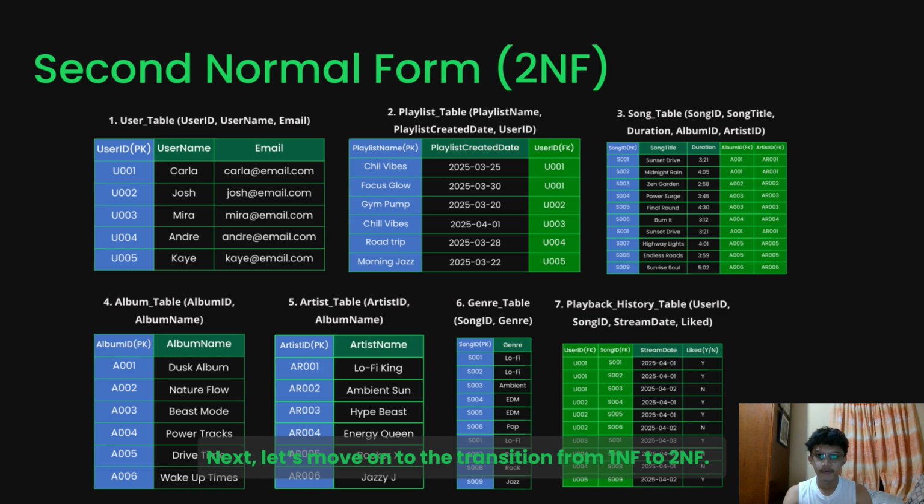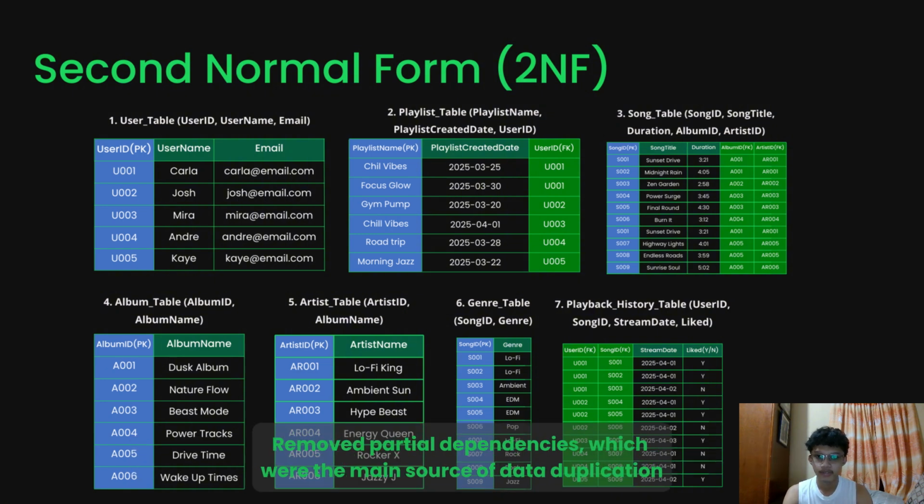Next, let's move on to the transition from 1NF to 2NF. At this stage, we have isolated distinct entities with their own keys, removed partial dependencies which were the main source of data duplication, and respected the business rules defining one-to-many and many-to-many relationships. This helps reduce redundancy and maintain data integrity across all entities.